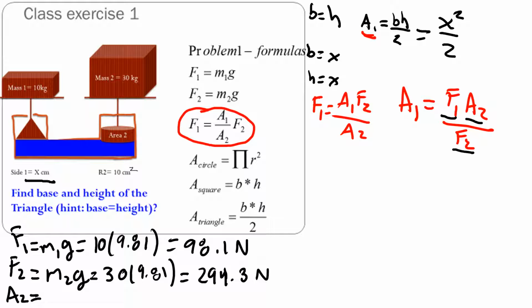We know A2 is a circle. So we already have the value of r squared. But the problem with this value is that we have it in centimeters squared, and we need to convert that to meters squared. So let's convert it first.